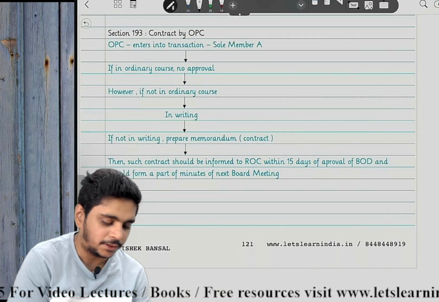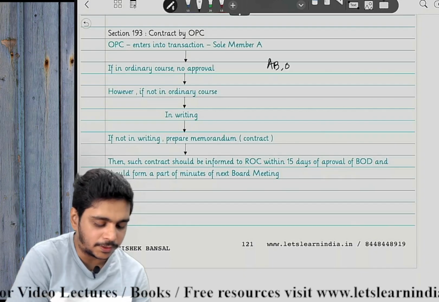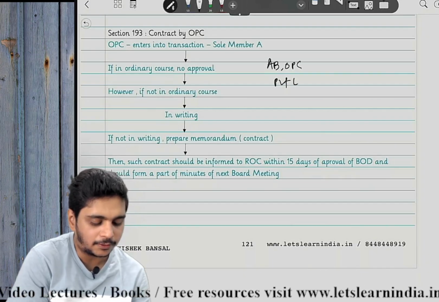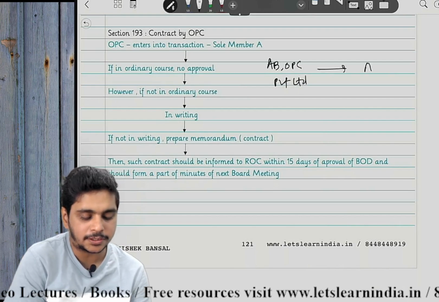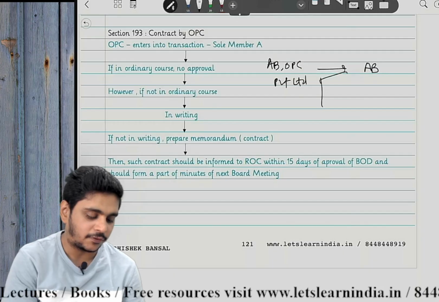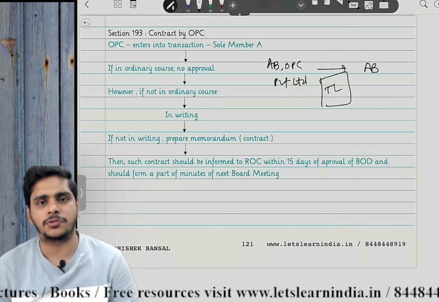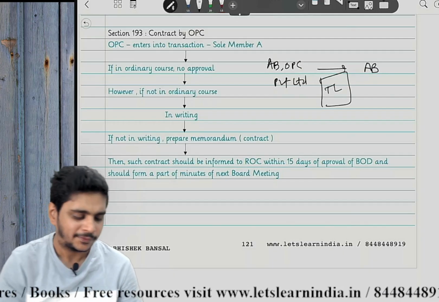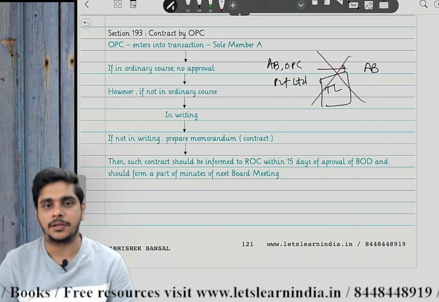So for example, AB OPC Private Limited entered into a transaction with AB. Imagine if he is buying tube light. So tube light is an ordinary course of business. They are doing the business of tube light only. So nothing is required.